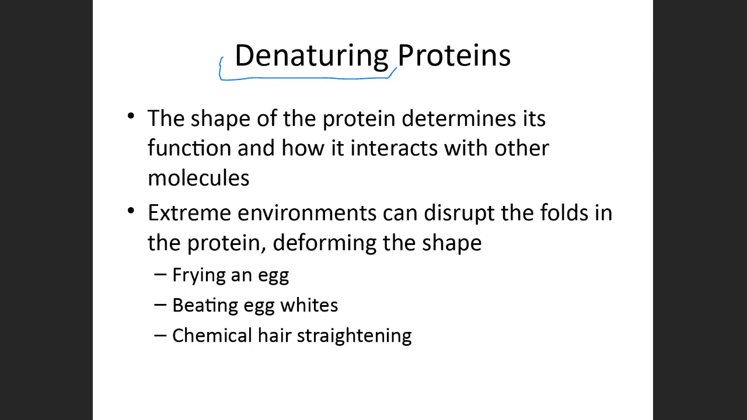You can beat it, so you can physically change that by putting a lot of energy into it, right? And beaten egg whites get fluffy. You could add chemicals to it, like you could do to your hair, right? You could straighten it. Once you add any of these things, you can't undenature it, right? You can't unfry an egg. You can't unbeat your egg whites. And even if your chemical hair straightener doesn't last forever, your hair is never going to go back to the exact same way it was before. So once a protein is denatured, it cannot be renatured.